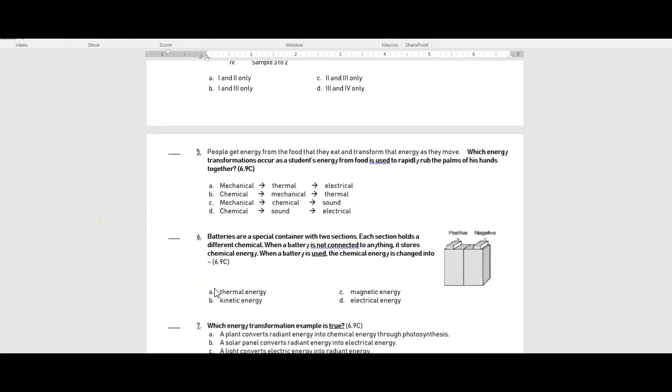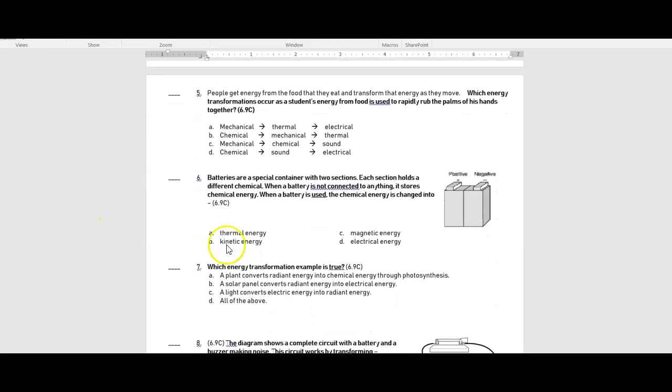All right, number 5. People get energy from the food that they eat and transform energy as they move. Which energy transformations occur as a student's energy from food is used to rapidly rub the palms of his hands together?